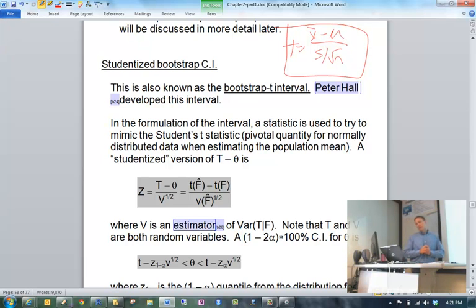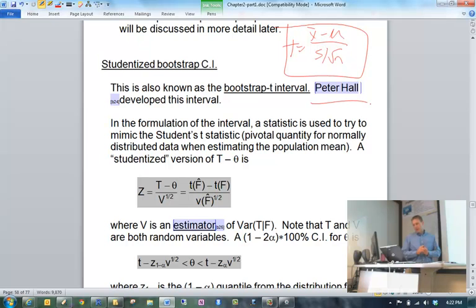First of all, this interval was developed by Peter Hall in the 1980s. Hall is probably one of the most prolific researchers out there. If you pick up an issue of JASA, you're likely to find a paper by him in there. He's based at the University of Melbourne, and I think he also has a joint appointment at UC Davis here in the U.S. When you say the word bootstrap in a statistical sense, people typically think of Bradley Efron. But probably the second person that people think of, at least I do, is Peter Hall, for the work that he's done in it.